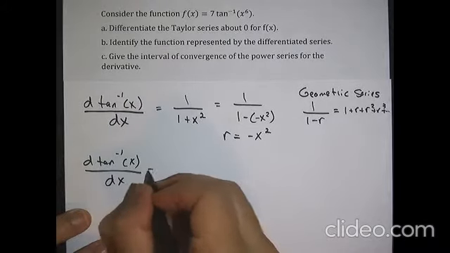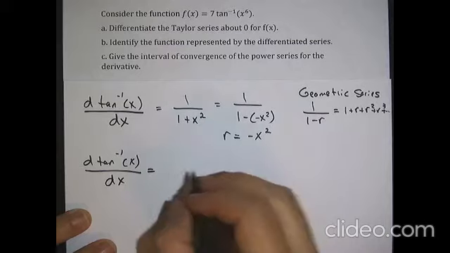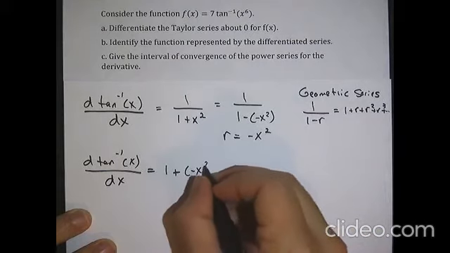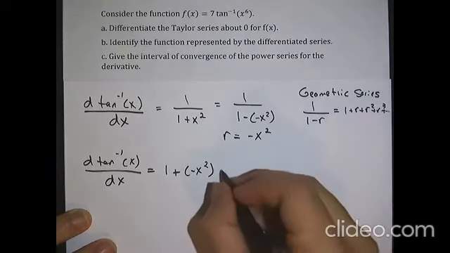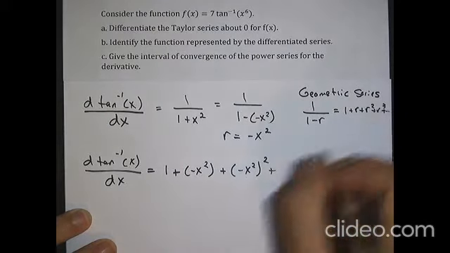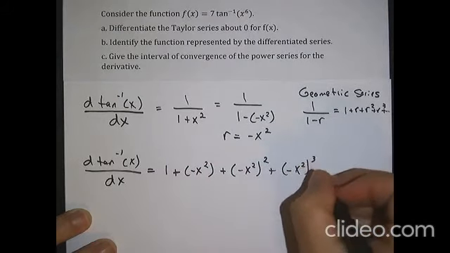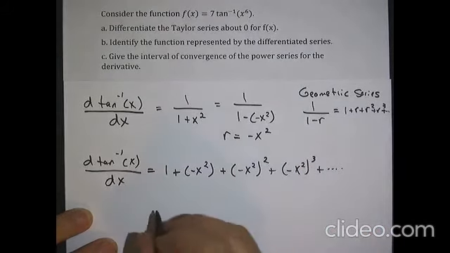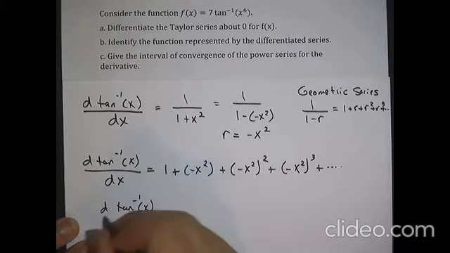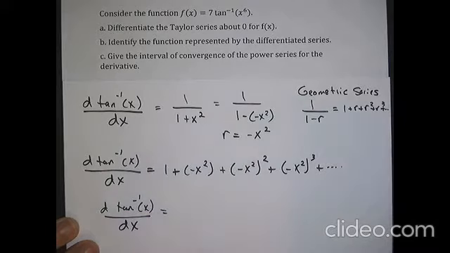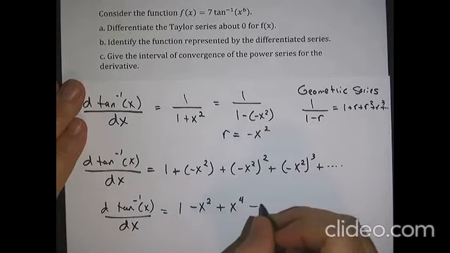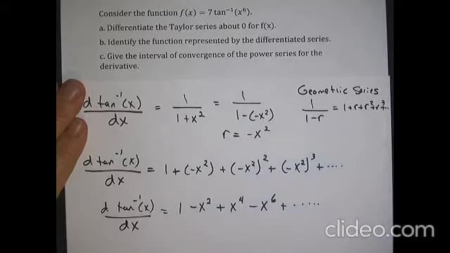I can expand this into 1 plus r, where r is negative x squared, plus r squared, or negative x squared squared, plus r cubed, or negative x squared cubed, plus, and we could keep going, okay? Which means that we have the derivative of tangent inverse of x is equal to 1 minus x squared plus x to the fourth minus x to the sixth plus dot dot dot, right?